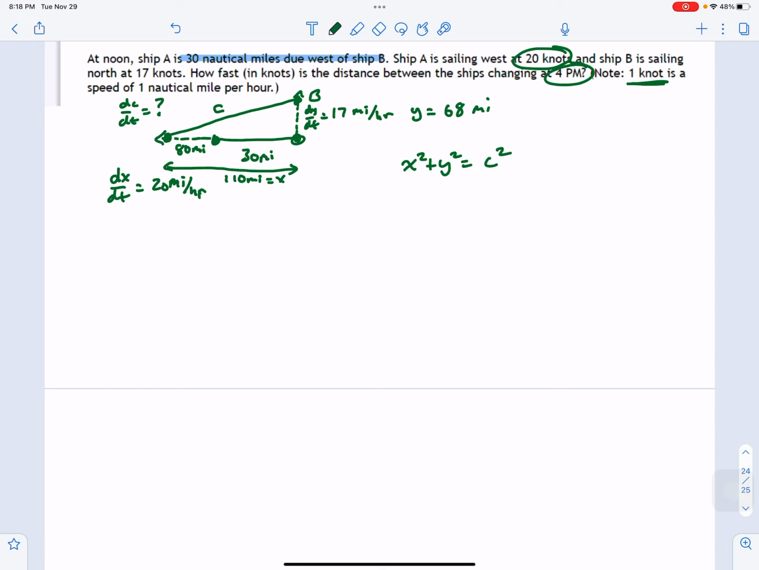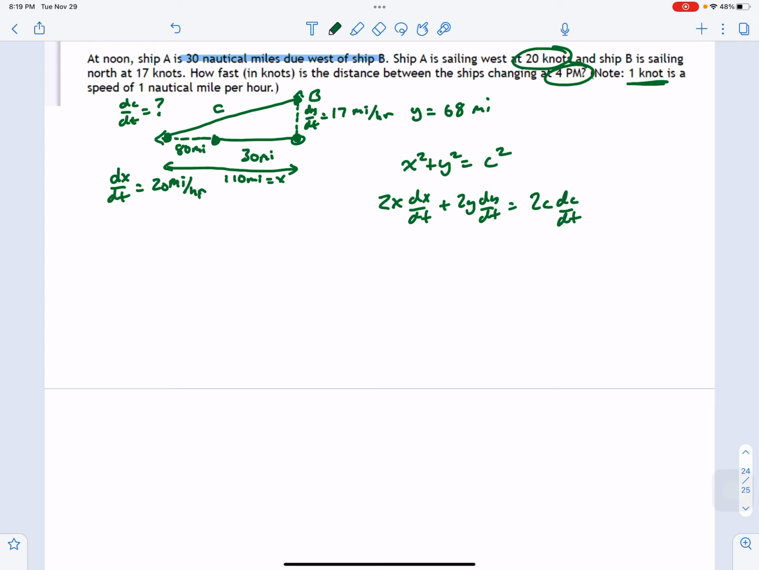Let's take the derivative of x squared plus y squared equals c squared. That's going to be 2x dx over dt. Don't forget to chain rule that. Plus 2y dy over dt is equal to 2c dc over dt. Take your time to take a look at that. I took the derivative of x squared, but don't forget to take the derivative of x. And the same thing goes for the y and the c.